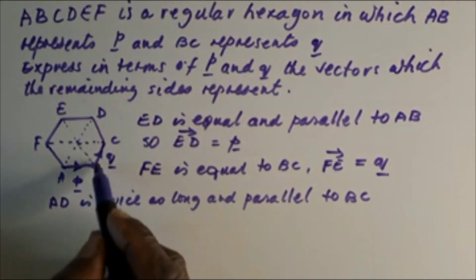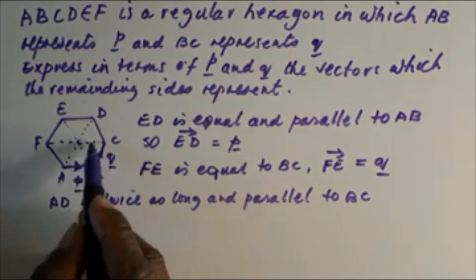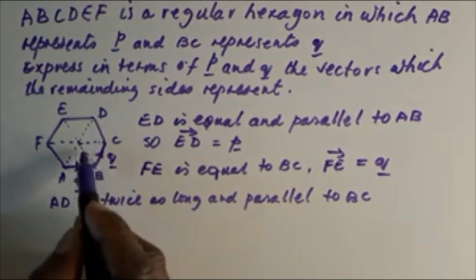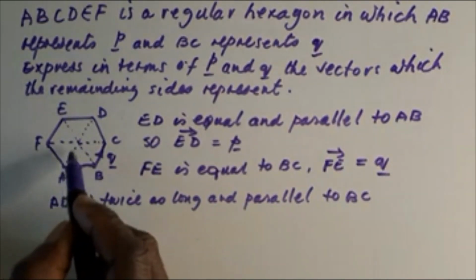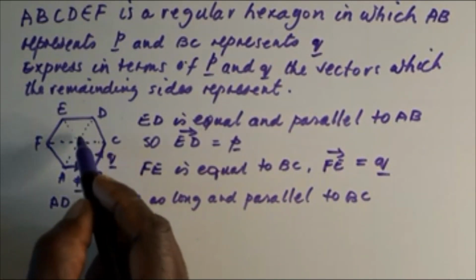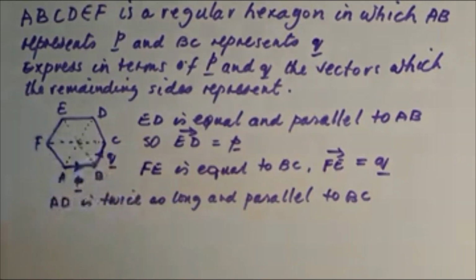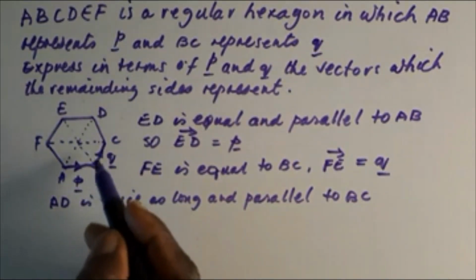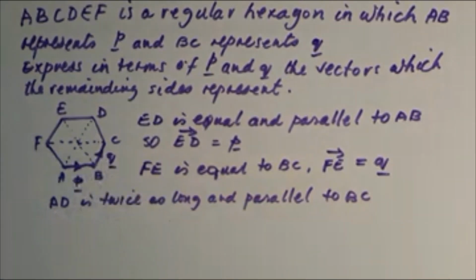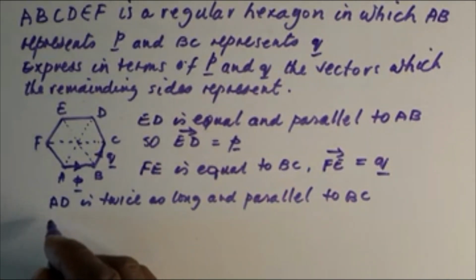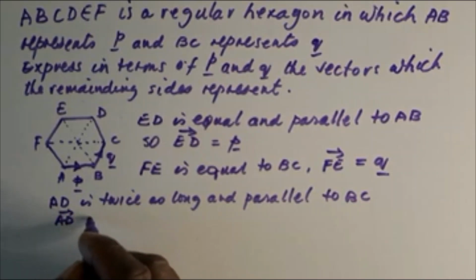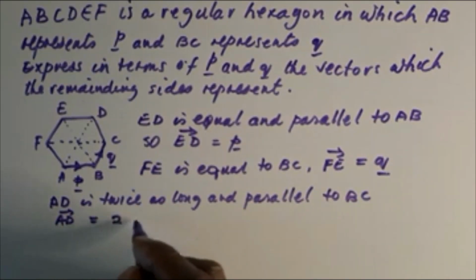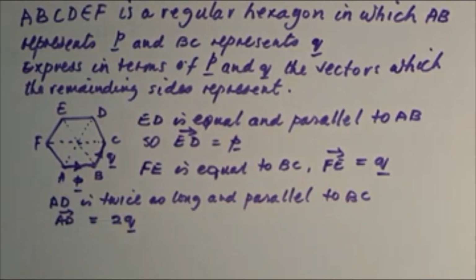Now, BC is one of the sides of any equilateral triangle. So here we have 1 of them and 2 of them, which is the length of AD. So it's twice as long as one length, which is BC. So we can write that AD is equal to 2 of Q.